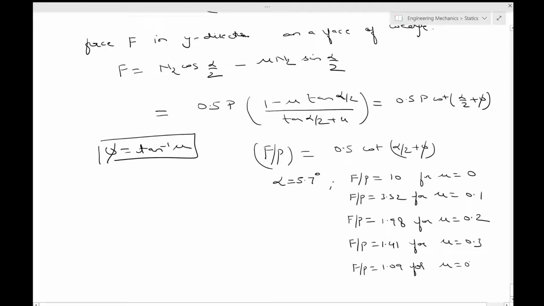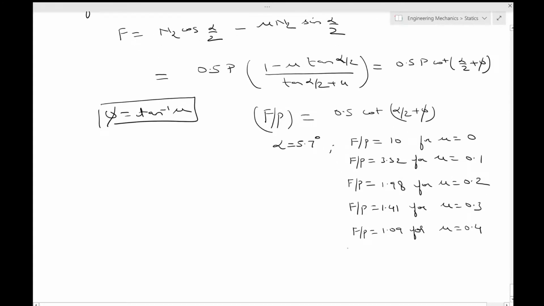For mu is equal to 0.4, F by P is equal to 0.89. For mu is equal to 0.5. Now clearly F by P decreases with mu, so F by P is decreasing as mu is increasing. But what you should notice over here is that it is very sensitive to small changes in mu.